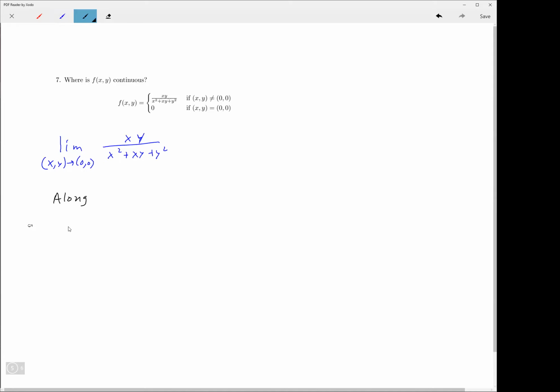Either way, Brother Hurst, don't you get 0 on the top, even if you choose x is 0 or y is 0? Yep, those two paths give you 0, right? If you choose x equals 0, then you're going to get 0 on the top, and then you're going to have over y squared. That's going to be 0, right? Yeah, and then if you choose y equals 0, then it's also going to be 0. So is there another path that we can choose? So that's not going to show that this is not continuous, unfortunately.